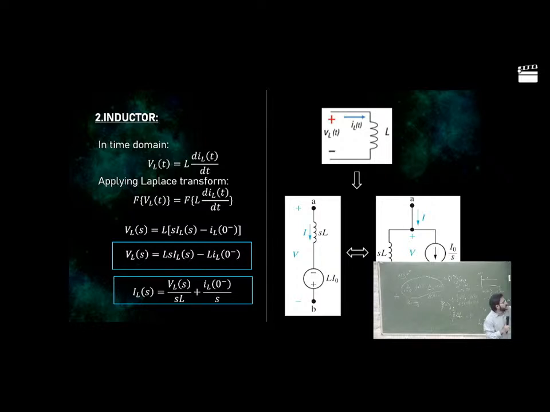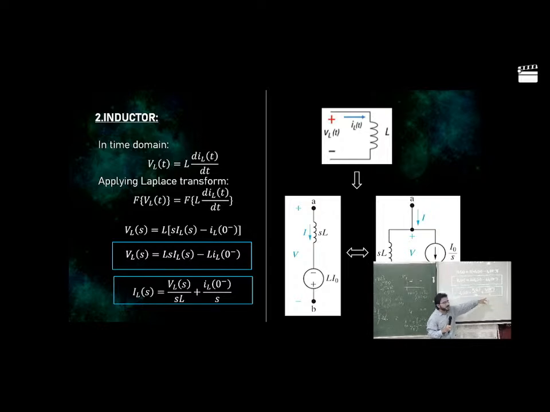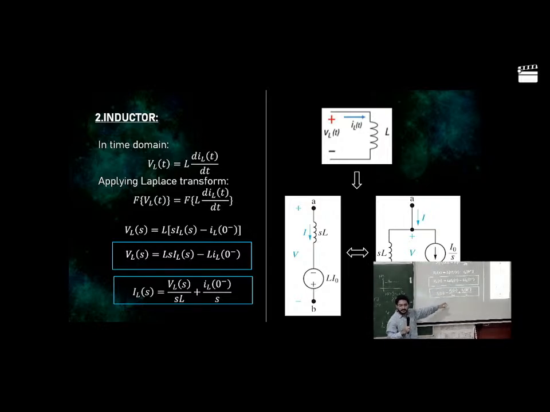You can see by KCL that IL will be V by SL, where SL is the inductive reactance, plus I naught by S. Okay? Is it okay?